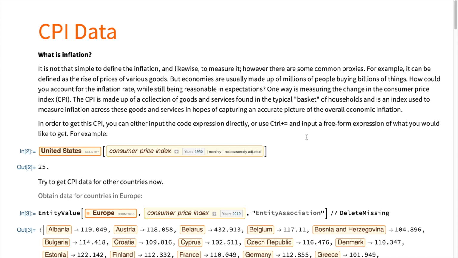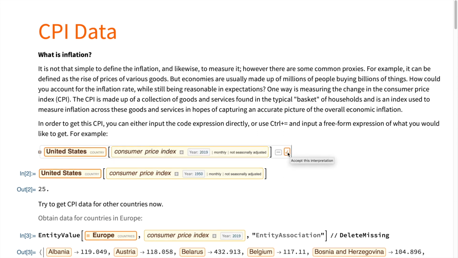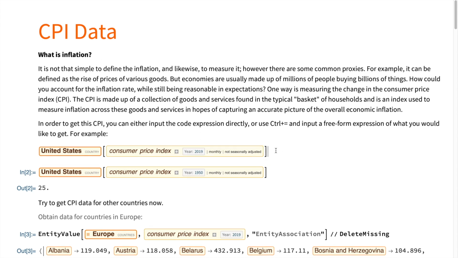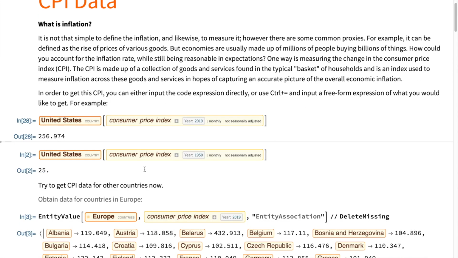its inflation. To get the CPI data, you can either input the expression directly or use the much easier Control plus equals to type in a free-form expression. For example, let's get the CPI of the US in the year 2019. Calling it and evaluating our free-form expression gives us the following code, which we can evaluate to see it is around 256. We can also call this for the year 1950 to see the change, and it turns out to be only 25 back then. Looks like the compounding effect of inflation really took a toll.